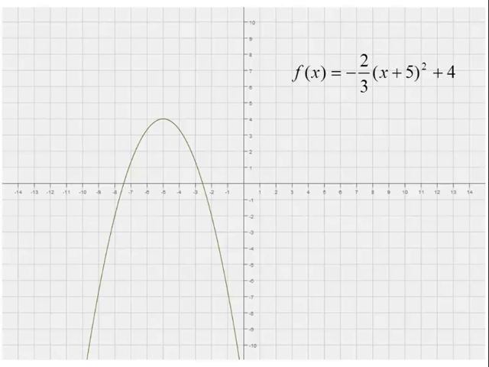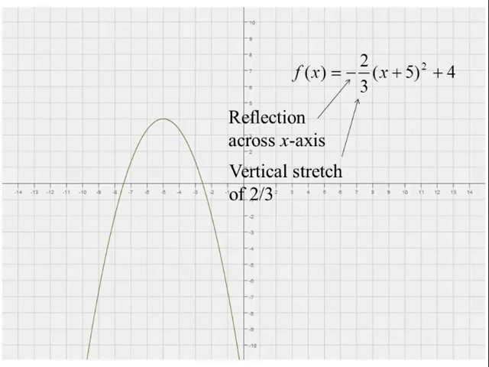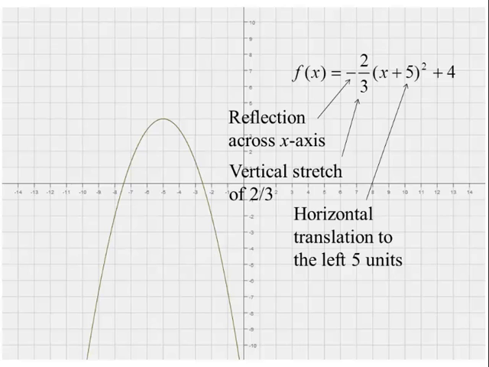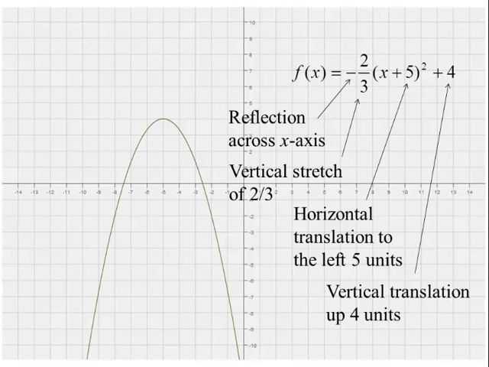If we look at the values of a, h, and k in this example, we had a vertical stretch of 2/3. Because it was negative, it was also a reflection across the x-axis. We had a horizontal translation to the left, 5 units, and a vertical translation up 4 units. And the vertex for the final graph is negative 5, 4. Again, the value of h and k.